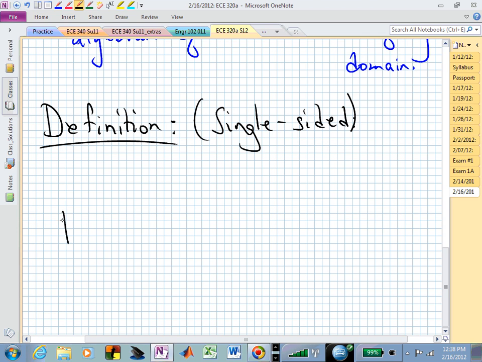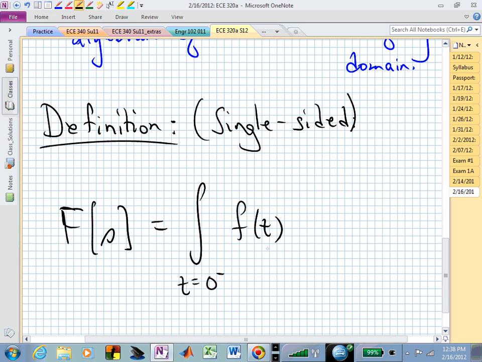Here's our definition. The Laplace transform of a function of time f of t, where f of t is lowercase, we will call capital F of s. And that's now this integral. We will integrate over time. So essentially we are looking at this time function f of t over all time from t equals 0 minus to infinity. And we are doing something to that function as we play with it. We're going to weight it by a complex exponential.